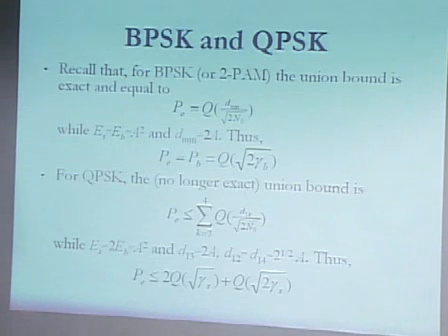Okay. So let's go to QPSK, which is the next constellation in complexity, and by far the most commonly used in the real world. So QPSK has 4 points.